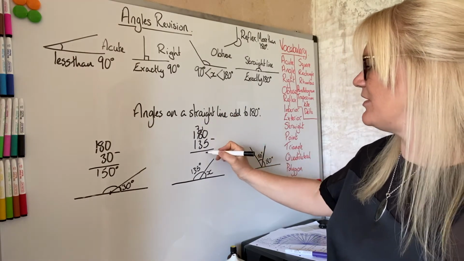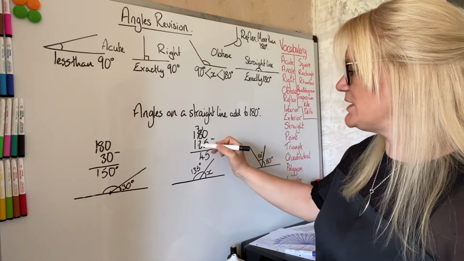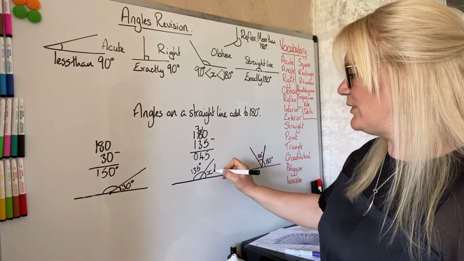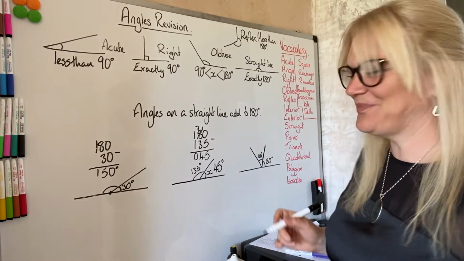So we have 10 take 5, giving 5. 7 take 3 is 4. 1 take 1 is nothing. We have 45 degrees for that angle.